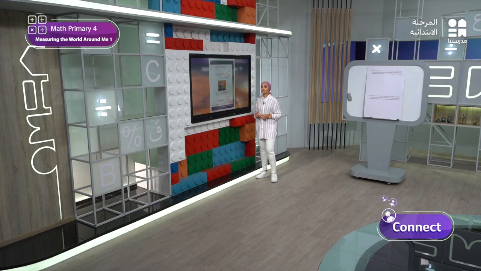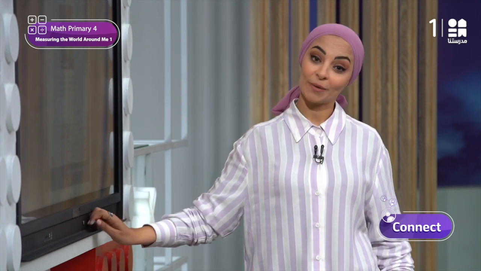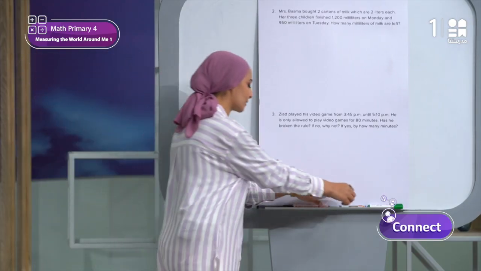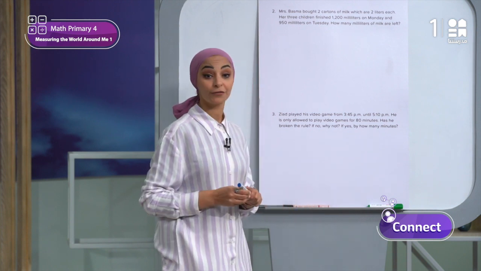Now, after you have presented in your own way the easiest way for solving the problem, let's solve the problems in the practice on your book page 151. Let's solve the practice all together. تعالوا بقى نحل البراكتس مع بعض on page 151.